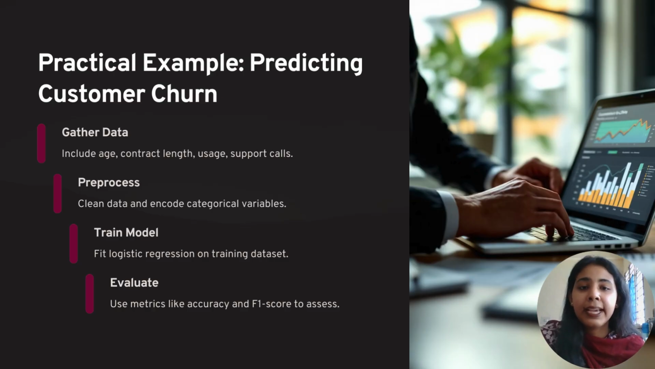This is a practical example of logistic regression. We are taking prediction about customer churn. First of all, we have to gather data such as age, contract length, usage, support calls, etc. Then we have to pre-process it, like cleaning data and encoding categorical variables. Then we have to train the model. Finally, we have to evaluate it using accuracy or F1 score.